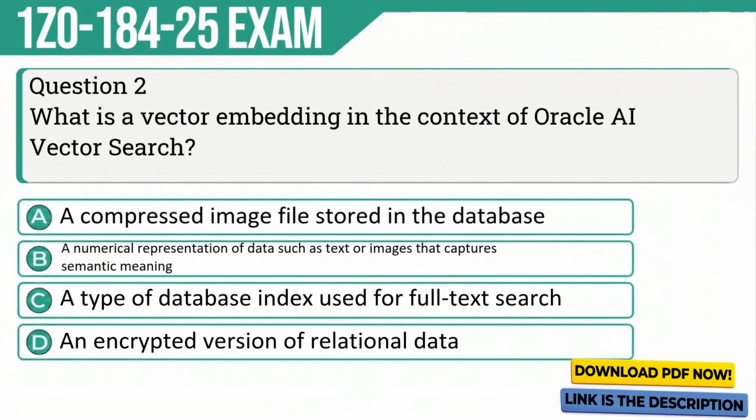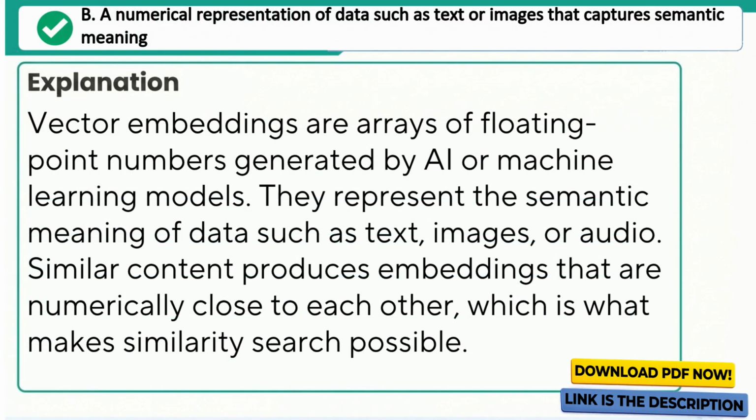Question 2. What is a vector embedding in the context of Oracle AI Vector Search? A. A compressed image file stored in the database. B. A numerical representation of data, such as text or images, that captures semantic meaning. C. A type of database index used for full-text search. D. An encrypted version of relational data. Correct answer, B. A numerical representation of data such as text or images that captures semantic meaning.